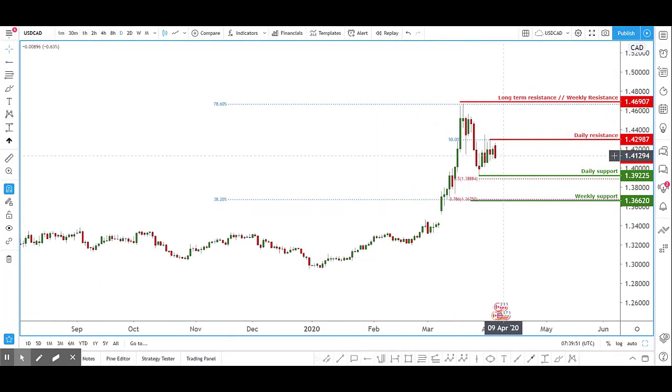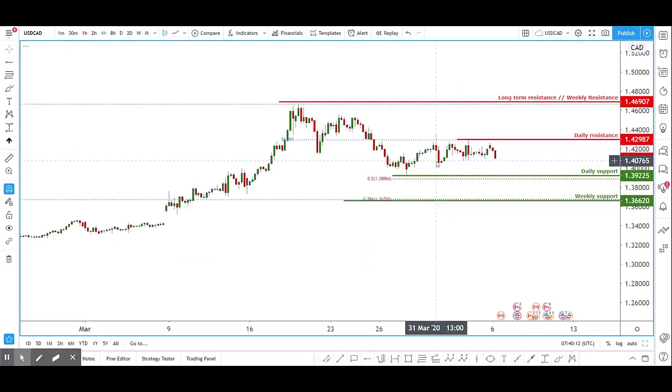Now it's interesting to note that price is actually holding in the middle of daily resistance and daily support, right? It could be a possibility that price pushes up to daily resistance, and also another possibility that price pushes down to the daily support. Now to be clear of this, we go down to the 4 hours.